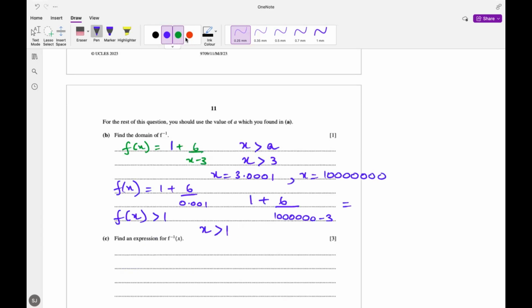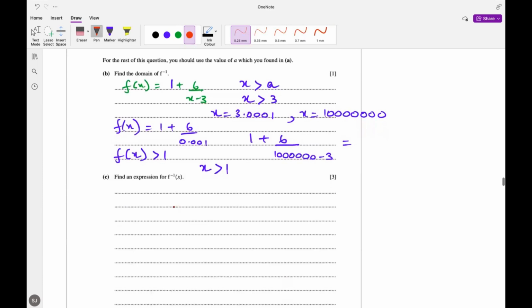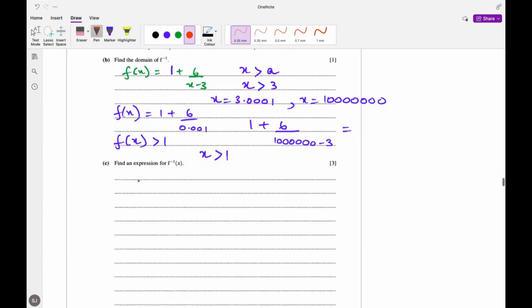Now in part C, we have to find an expression for f inverse of x. To find an expression for f inverse of x, we'll simply write y in place of f of x in the first step. In the second step, we'll replace y and x. So this will become x equals to 1 plus 6 upon y minus 3. Taking 1 on the other side, this will become x minus 1 equals to 6 upon y minus 3.